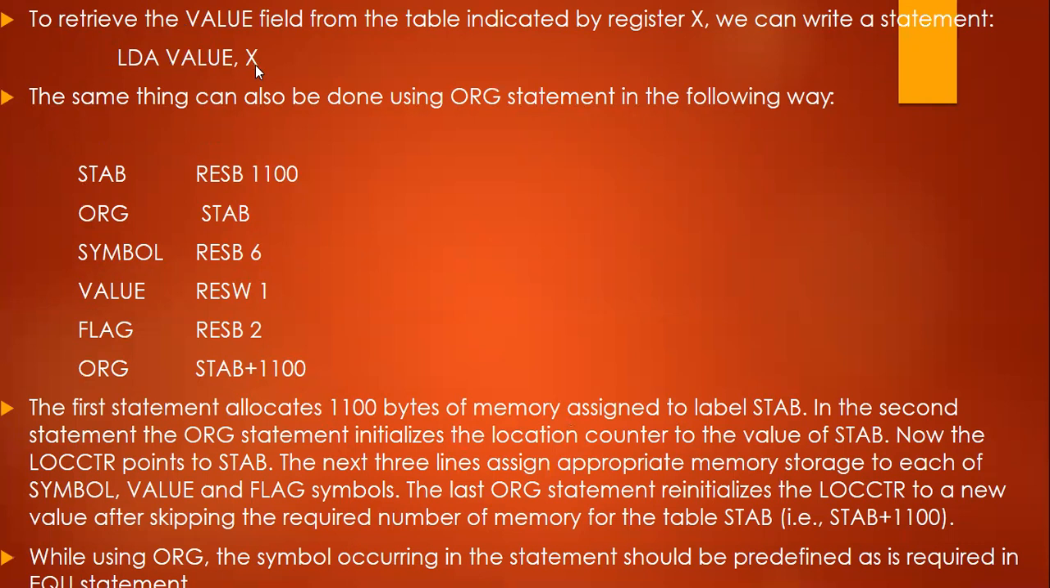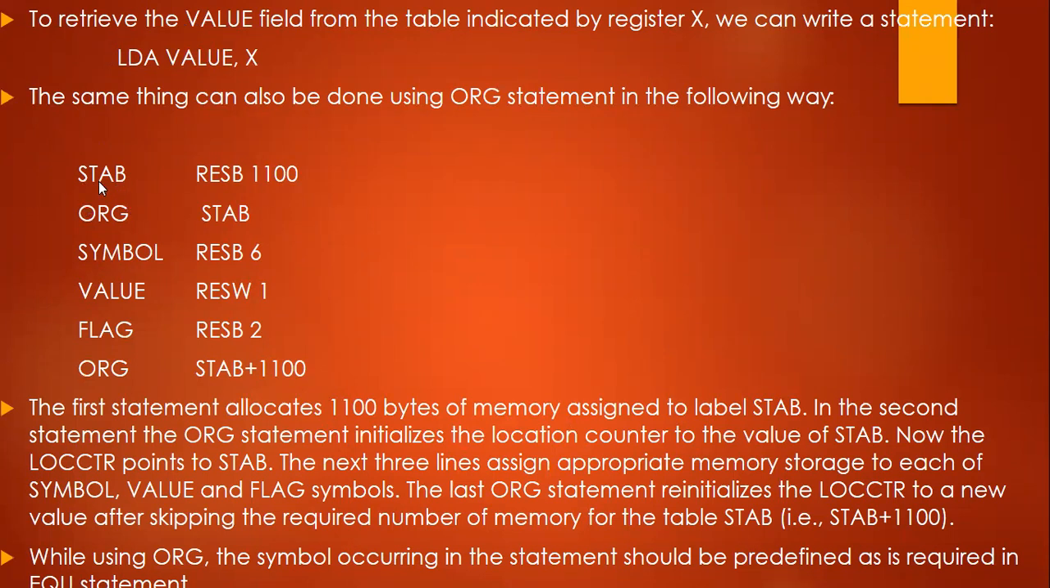If you are trying to access the value, then X will be 0. If you are trying to access the flag field, then X should be 2 exactly. Then value plus 2 will be indicating the flag. The same thing can also be done using the origin statement in the following way.